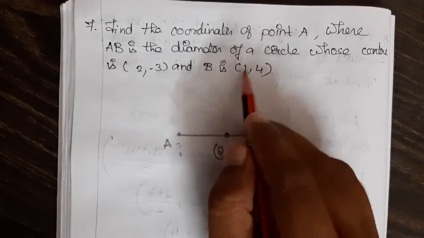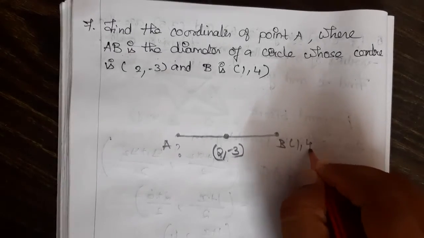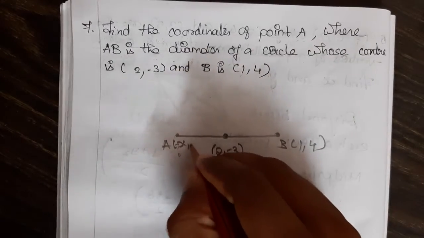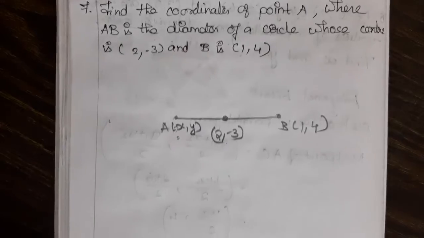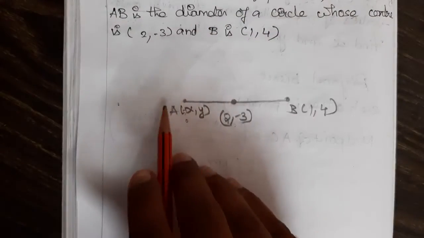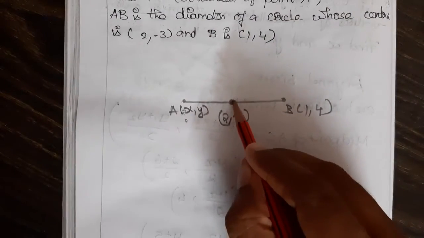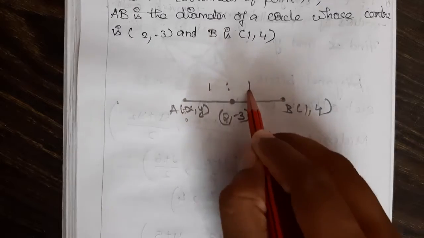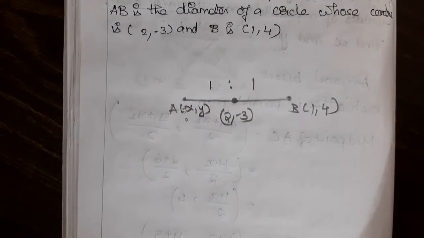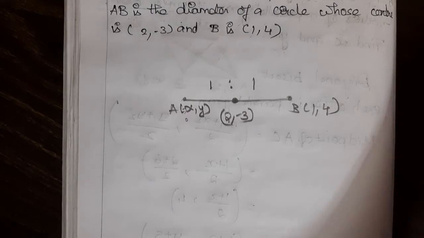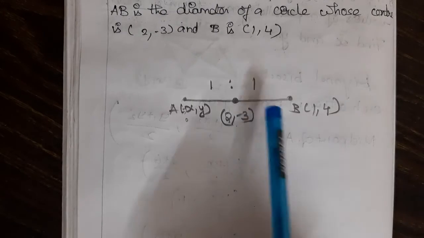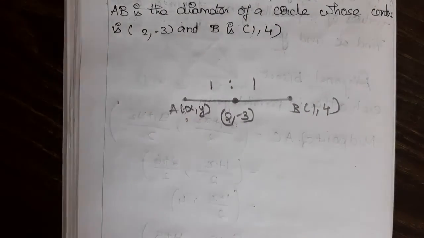So that's to find the coordinates of point A, and B is (1, 4). So let me consider A as (x, y). So we have to find the value of x and y. It is given as a diameter and this is the center point. Sure, it will be in the ratio 1:1, which means a midpoint, right? So the center is the midpoint of the diameter, right?